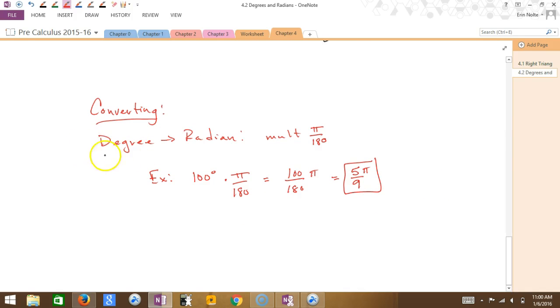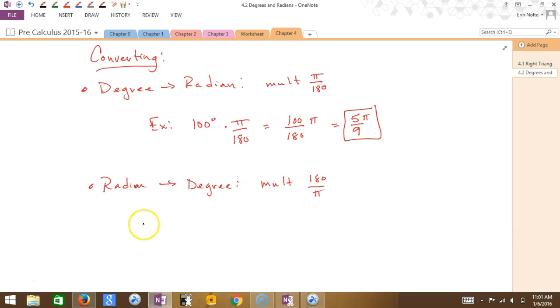Okay, so if we go the other way, and we go from radians to degrees, anybody know what we do to undo it? Multiply by the reciprocal. Exactly. Multiply by 180 over pi. So, example, if you have 3 pi over 5, all you do is multiply by 180 over pi.